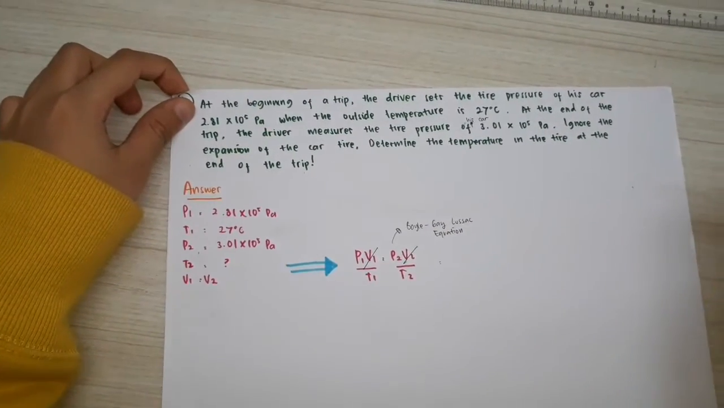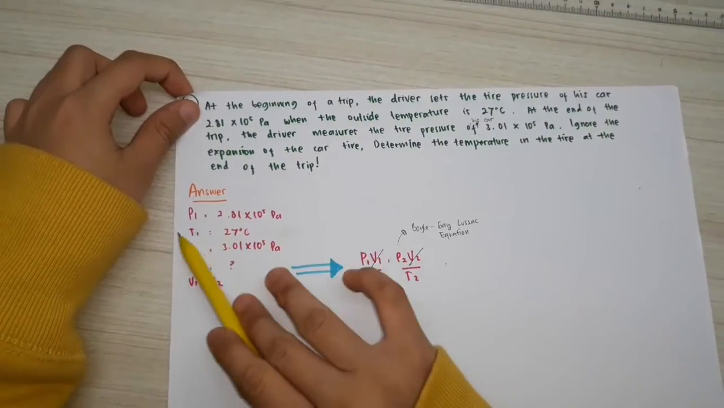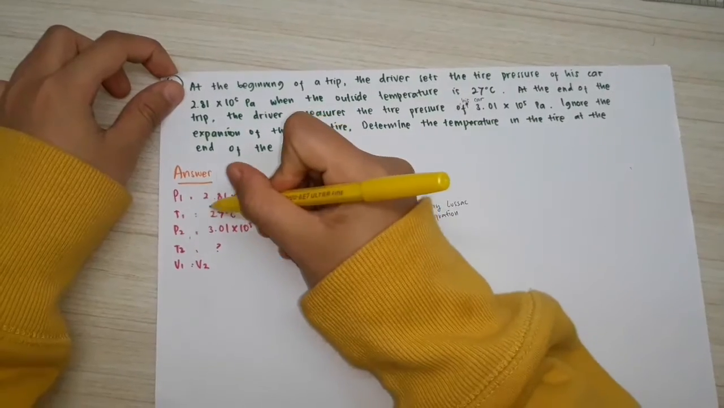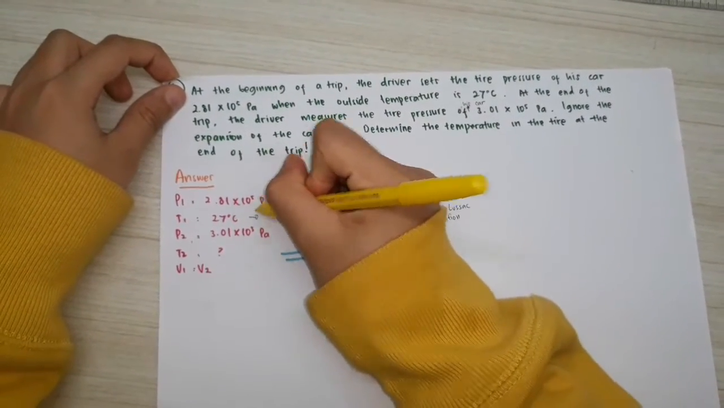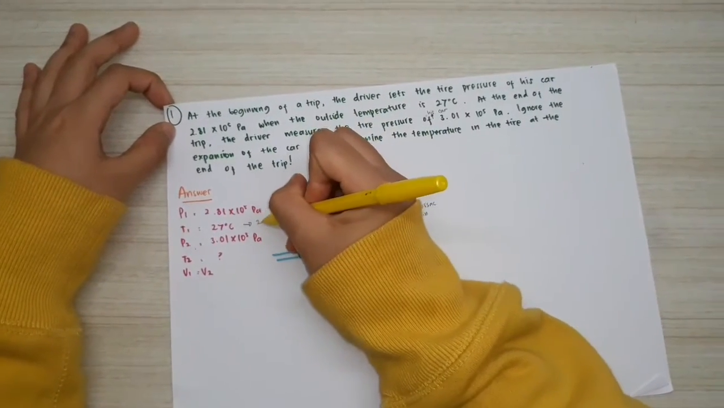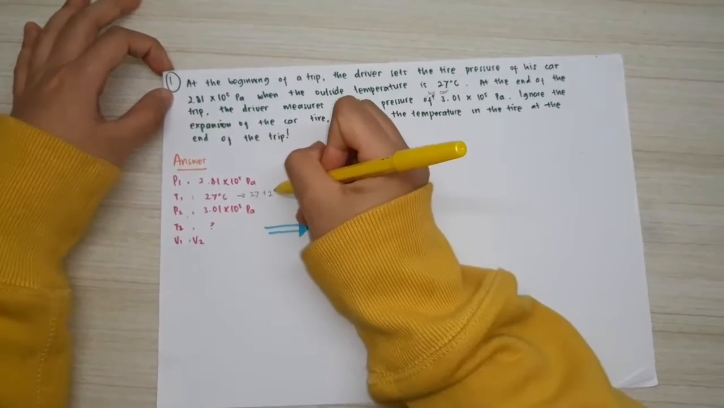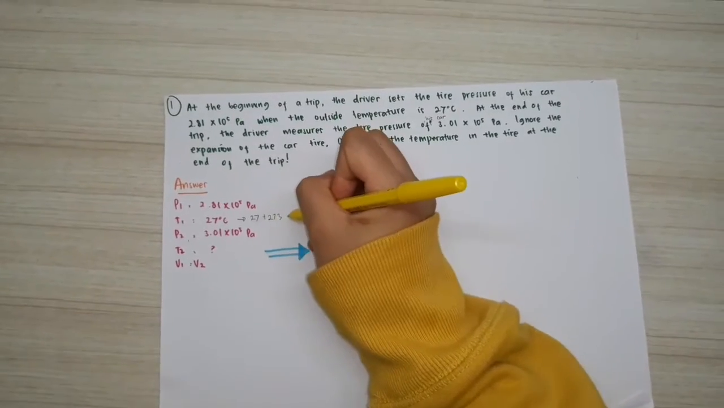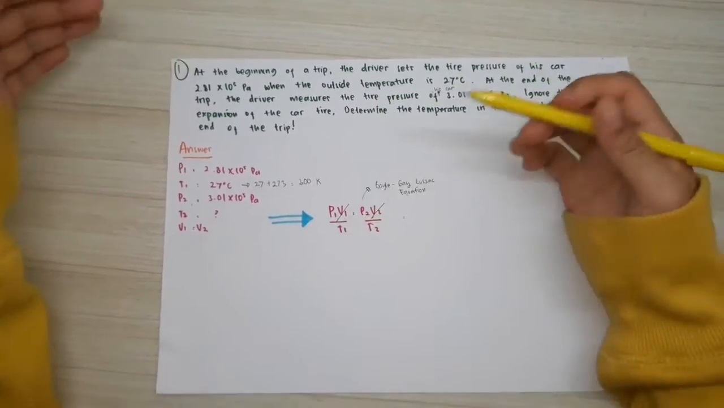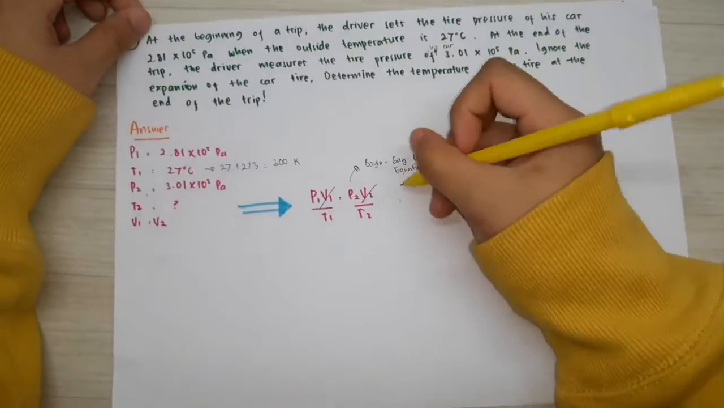Okay, now we can just substitute these knowns into the equation. Oh, don't forget to change the temperature first. Because it is still in Celsius, we have to make it into Kelvin: 27 plus 273 equals 300 Kelvin. Okay, now just substitute the knowns into the formula.